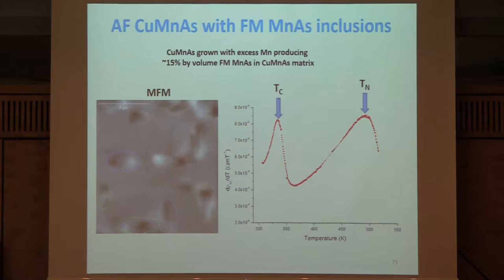In actual fact, it illustrates how this material, copper manganese arsenide, really wants to form stoichiometric, because it actually expels the excess manganese, which somehow ends up being mopped up by the arsenic and forming this manganese arsenide. But I show you this mainly because I just like this picture. So here's one sample, and this is the derivative of resistivity as a function of temperature. You'll see the Néel temperature, and you can see the Curie temperature of those little ferromagnetic inclusions.